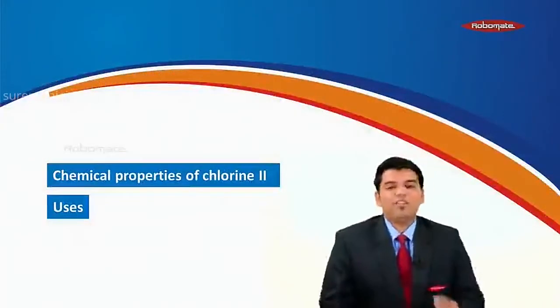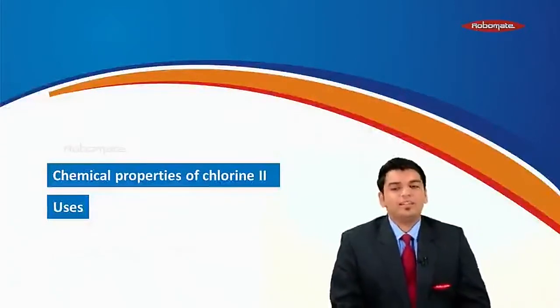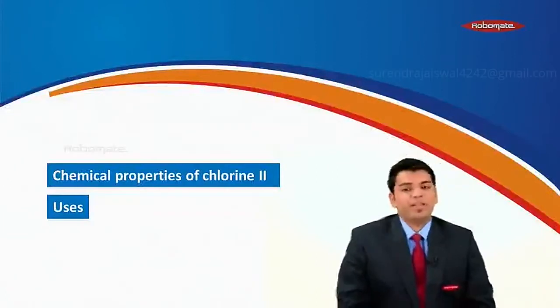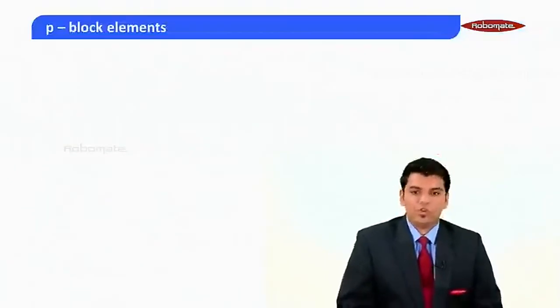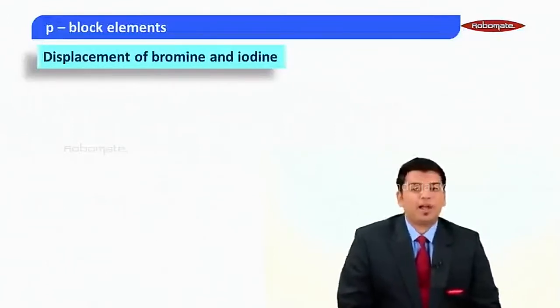Now, after having learnt certain chemical properties of chlorine, let us take ahead and study chemical properties of chlorine part 2 and end this with the uses of chlorine. So the next reaction is the displacement of bromine and iodine.